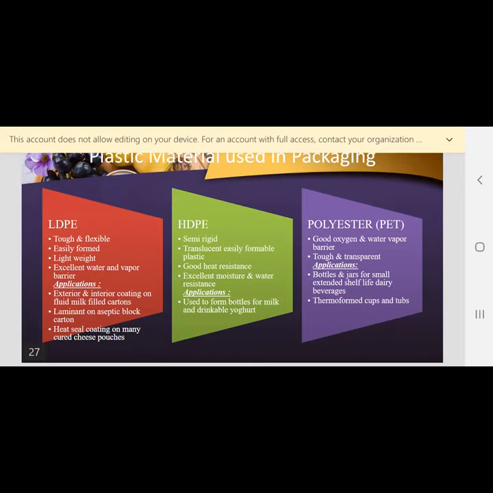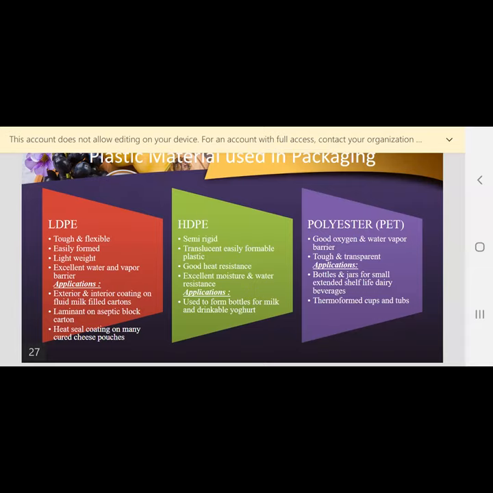First one is LDPE, low density polyethylene. Next one, HDPE, high density polyethylene. And next one is polyethylene terephthalate, or polyester, or PET bottle. Every variety has its own application and own advantages. LDPE is tough and flexible, easily formed, lightweight, with an excellent water vapor barrier. It is used for the exterior and interior coating on milk packs, oil packs, laminate on aseptic block cartons, and heat sealing coating on many cheese pouches. The plastic packets we generally call are basically LDPE.